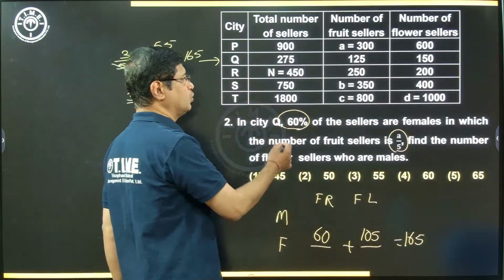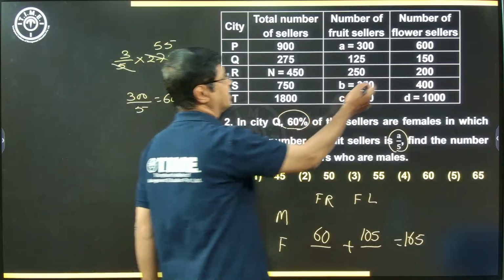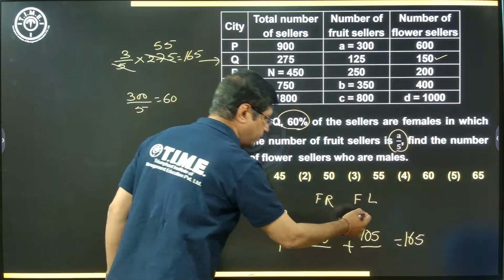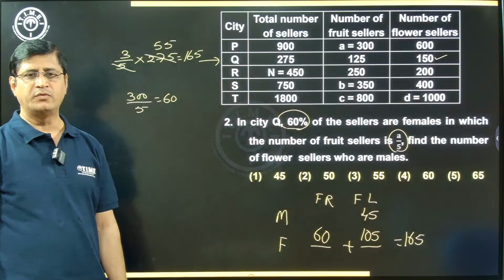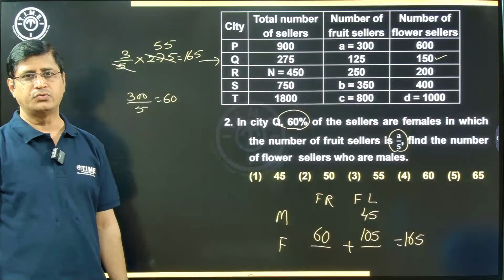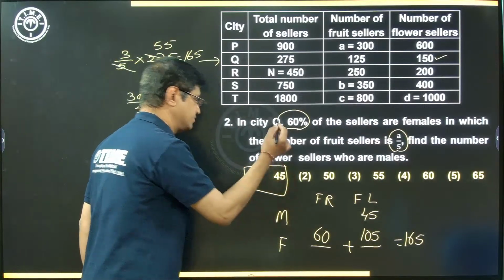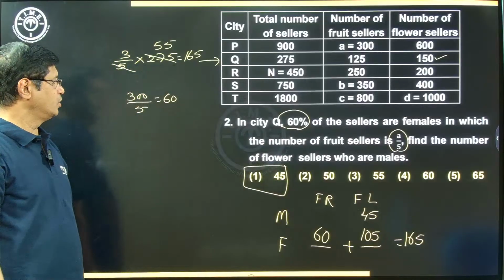Actually, in city Q, how many flower sellers are there? In city Q, flower sellers are 150. In that, 105 are female, which means the remaining are males. What is the remaining value? 150 minus 105, that is 45. The right choice is option 1. Choice 1 is the right answer. Now, look at the next example on your screen.